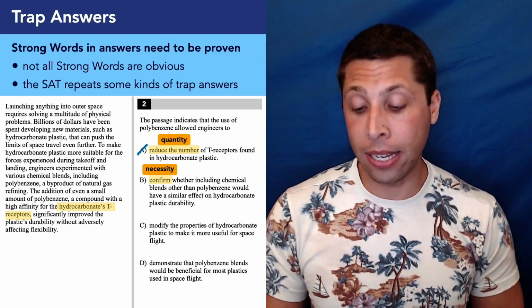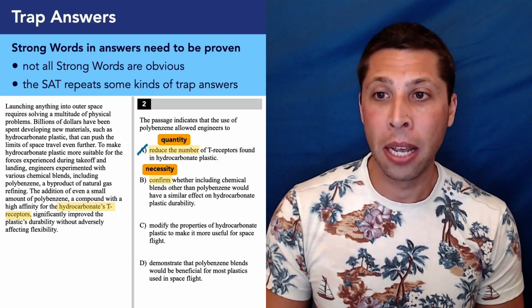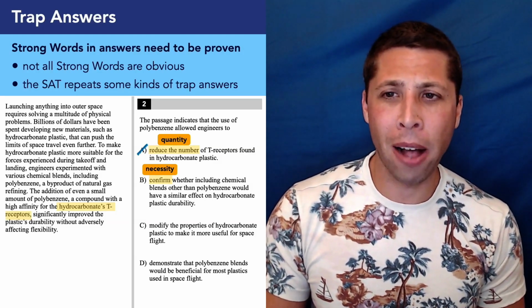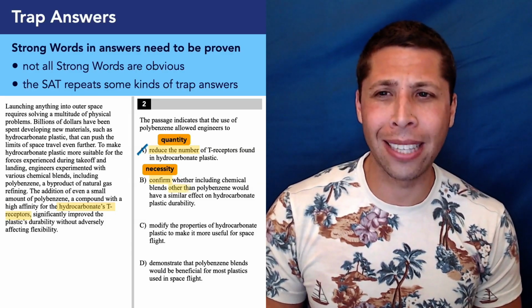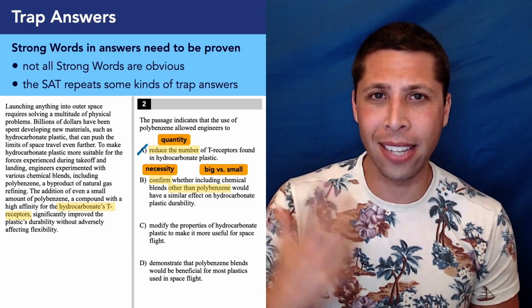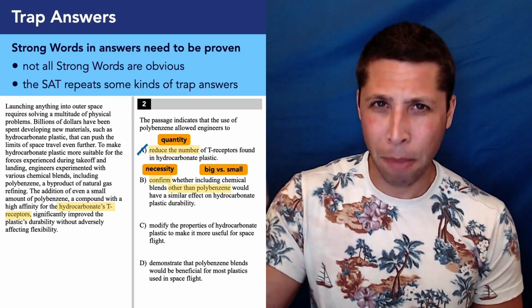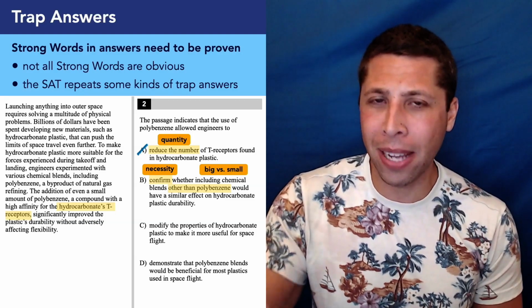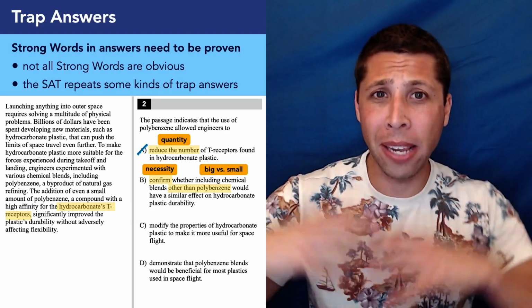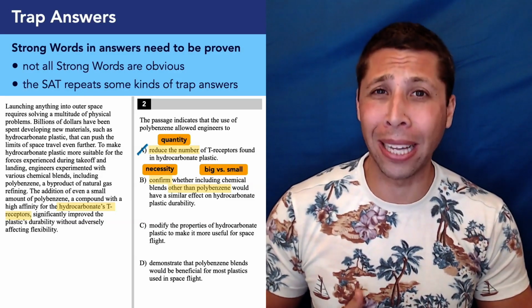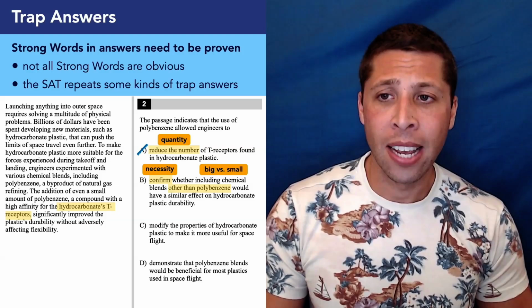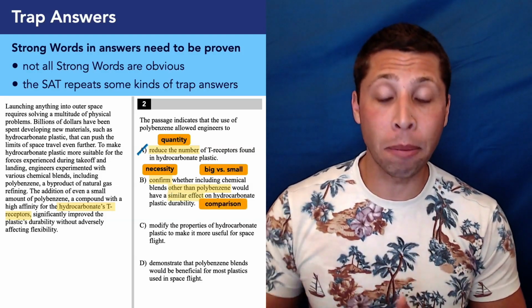So that's something that needs to be shown in the passage. But if I keep reading, I'm also bothered by the fact that they're talking about chemical blends other than polybenzene. That sounds like a big versus small problem. This passage seems to only be about the polybenzene. So are we allowed to make some bigger claim about other chemical blends? That makes me nervous.